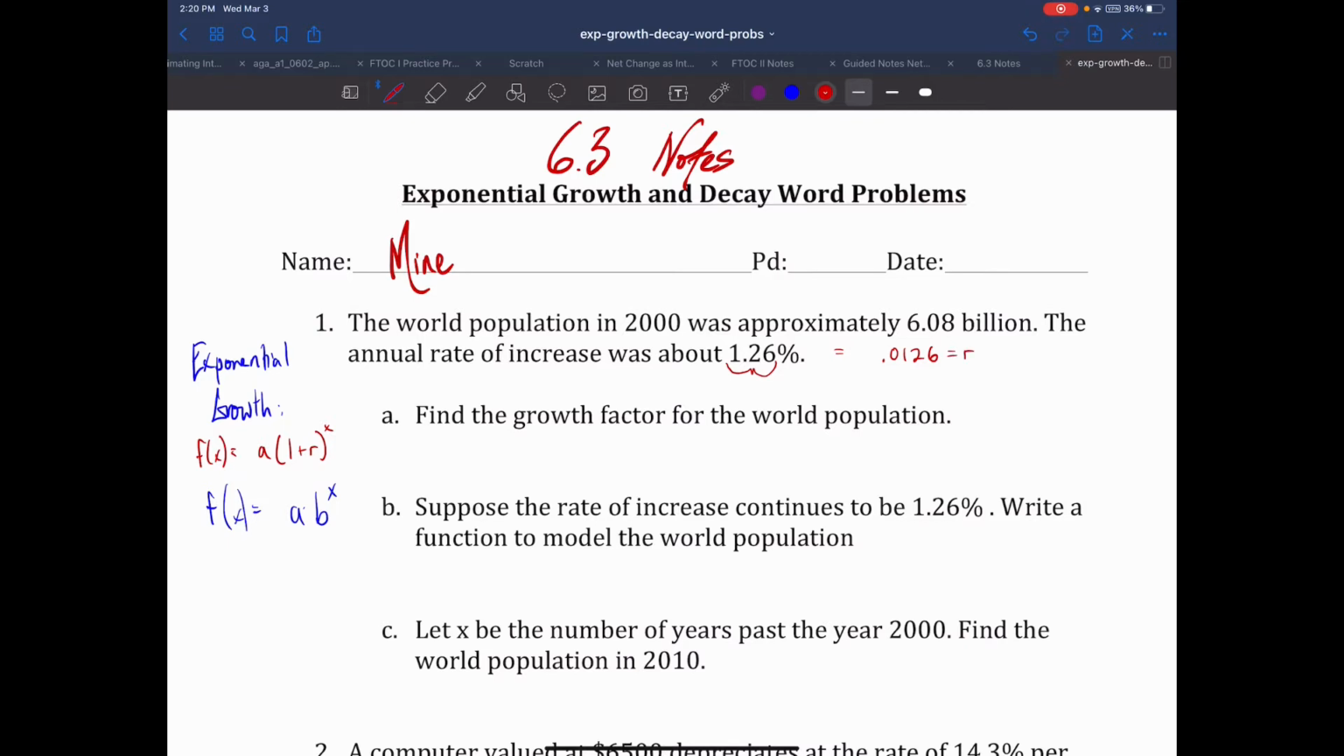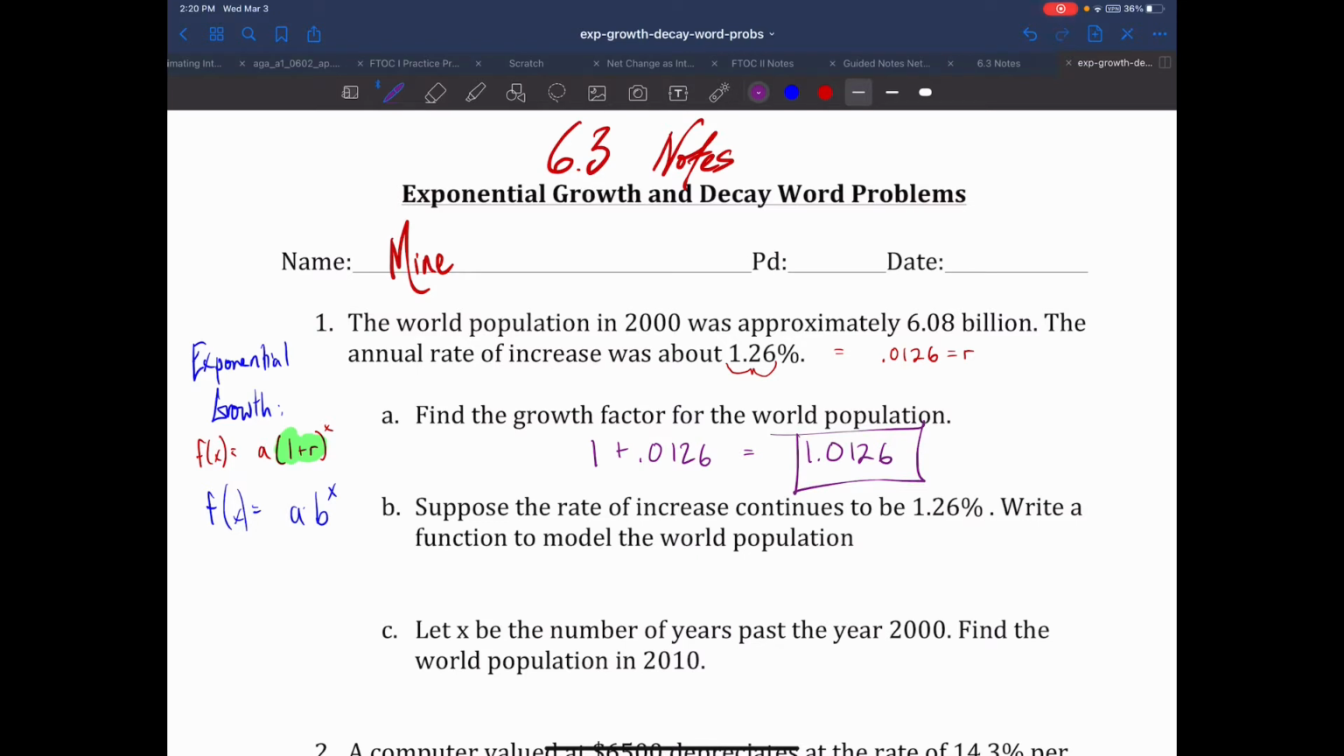The growth factor for the world population is a little different though. That's going to be everything in 1 plus r. So highlight that so you can see it. So this whole thing, 1 plus r, is the growth factor. So the growth factor for this would be 1 plus 0.0126, or 1.0126. So that's the growth factor.